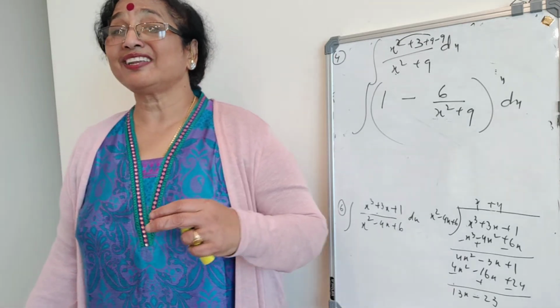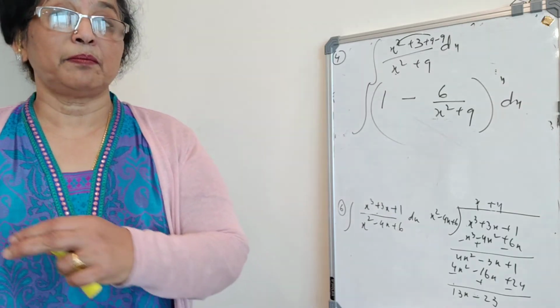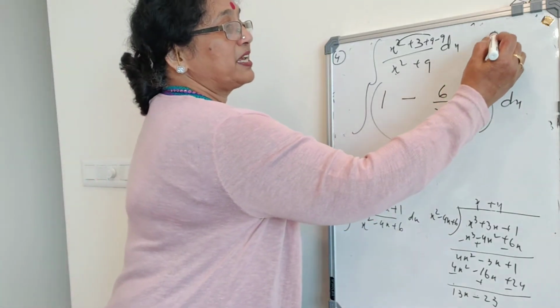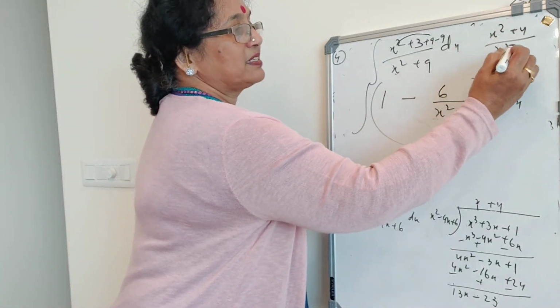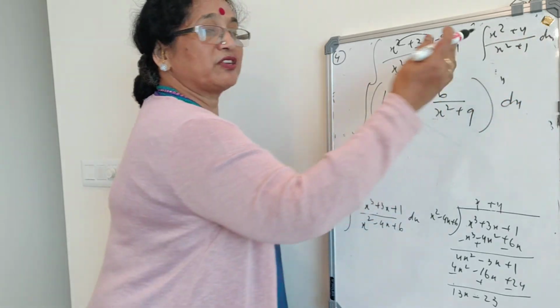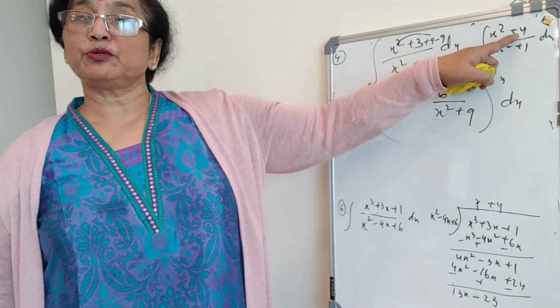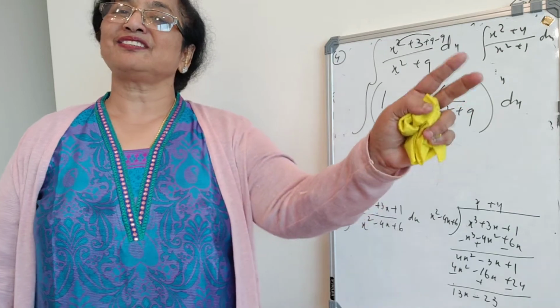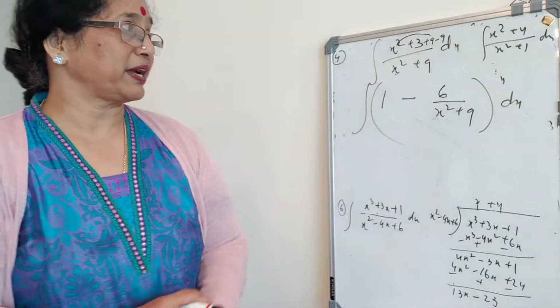Because x square plus 4 I can write as x square plus 1 plus 3. What I am saying is this. If you are like this, so why do you divide? You can directly do, this is x square plus 1 plus 3. So 1 plus 3 by x square. Same thing you will get when you divide.